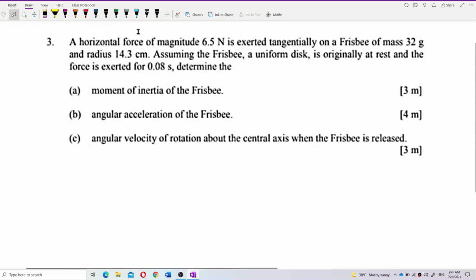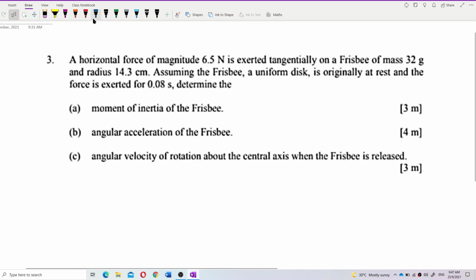Okay, first of all, what is provided here is a horizontal force. That means it is a force pushing tangentially. Later I will show you in the picture. This is the mass of the frisbee and this is the radius. But be careful with the unit. This is gram, you have to change to kilogram, and this is centimeter, you have to change to meter. SI unit, remember.